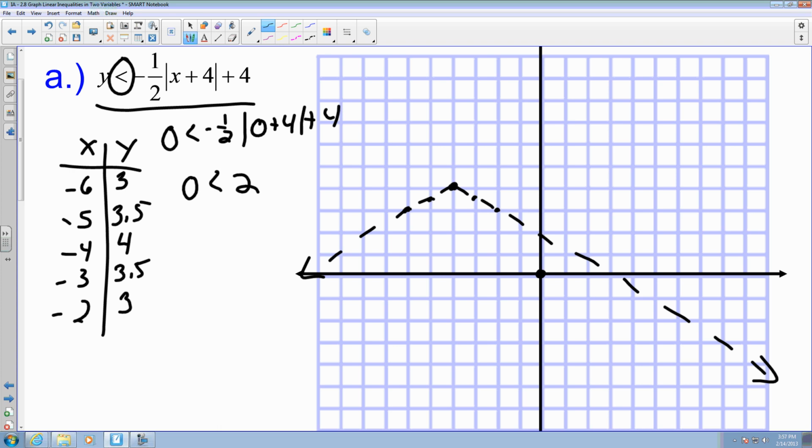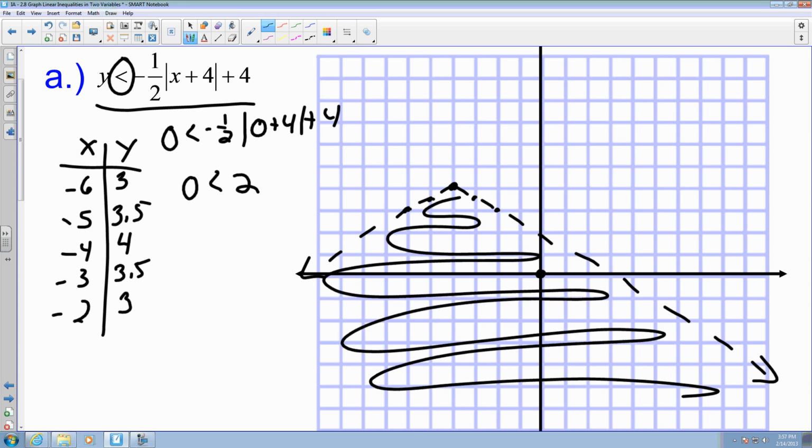Is this a true statement? Yes, it is. And since my test point is right in here, I get to shade everything that would be underneath this absolute value graph. Okay?